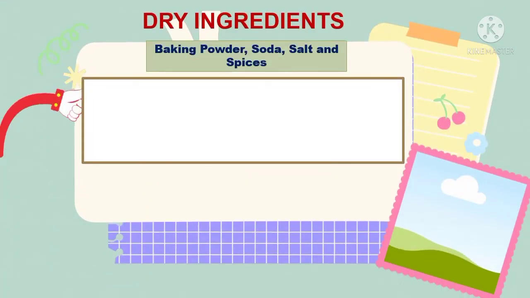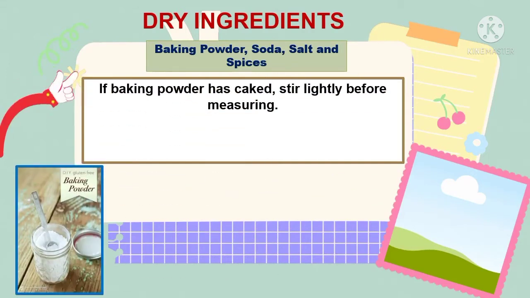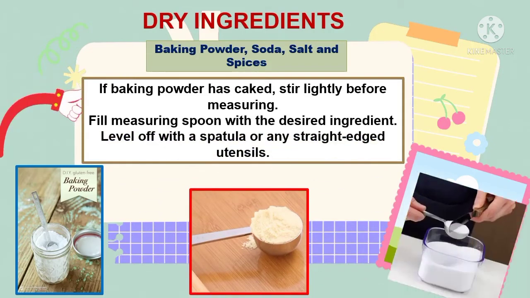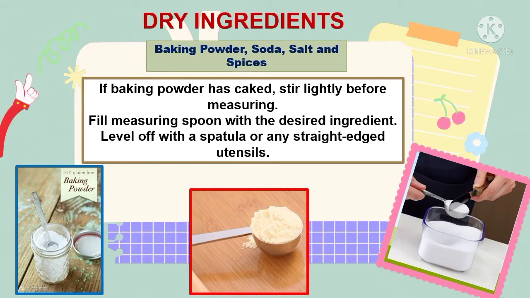The next dry ingredients to measure are baking powder, soda, salt, and spices. If baking powder has caked, stir lightly before measuring. Fill the measuring spoon with the desired ingredient. Then after that, level off with a spatula or any straight-edged utensil.